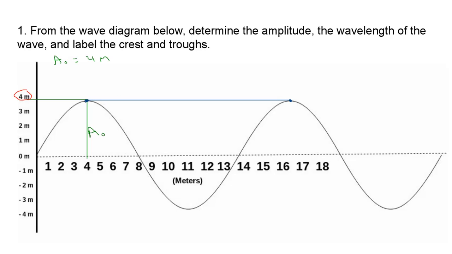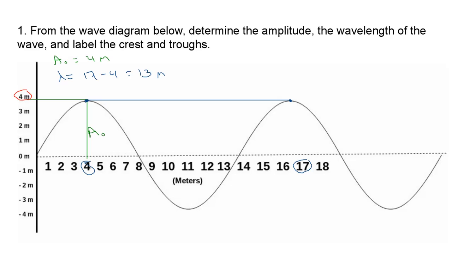Well, the first one's at about 4, and the next one's at about 17. Well, 17 minus 4 is the distance, so the wavelength, lambda, equals 17 minus 4, that equals 13 meters. So the wavelength is 13 meters. And so we already labeled the crests on our diagram.